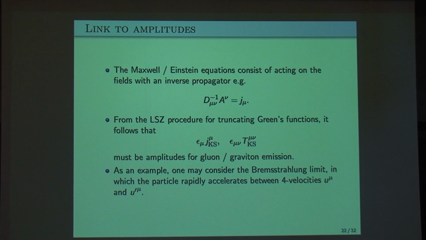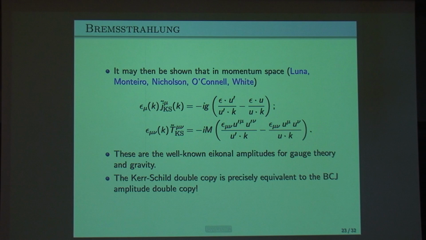Now to look at that in a particular limit where we know what the answer is, we can look at the Bremsstrahlung limit, where we have a particle following some constant world line, and then it has a kink and follows another direction, so it somehow rapidly accelerates between these two four-velocities. If we do that, you can show in momentum space that these Kerr-Schild source terms have these forms here. Now, not everyone will have seen these before, but many people will have. These are the well-known eikonal amplitudes for gauge theory and gravity. So these are the known amplitudes for the emission of a kind of soft radiation from a rapidly accelerating particle. So indeed, again, this tells us that this Kerr-Schild double copy is precisely equivalent to the BCJ amplitude double copy.